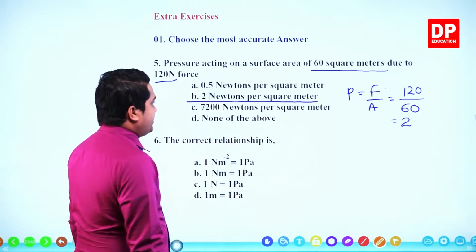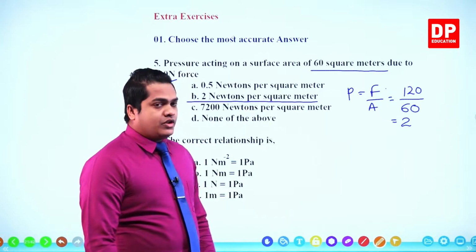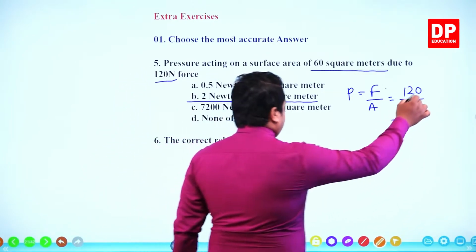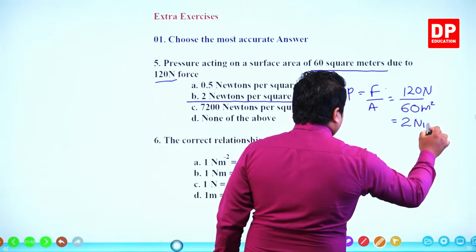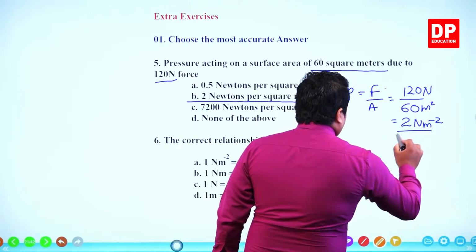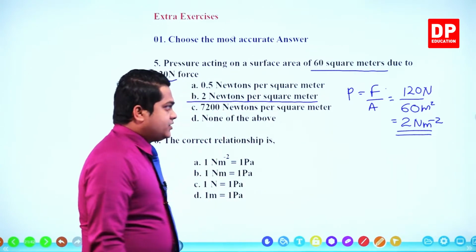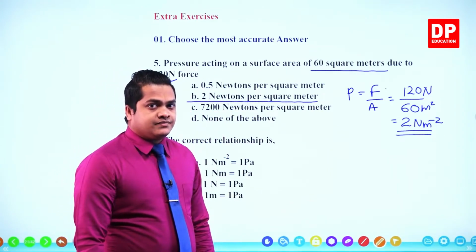2 newtons per square meter. This is Newton, my dear children. This is square meters. So the answer is 2 newtons per square meter or 2 pascals. Right?